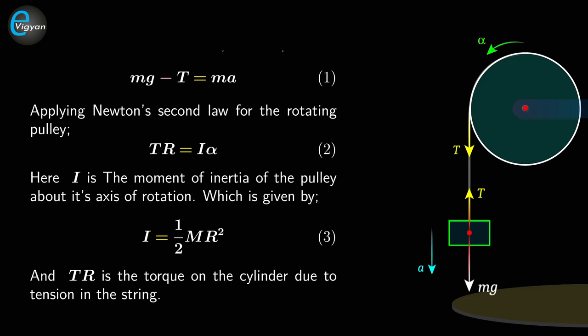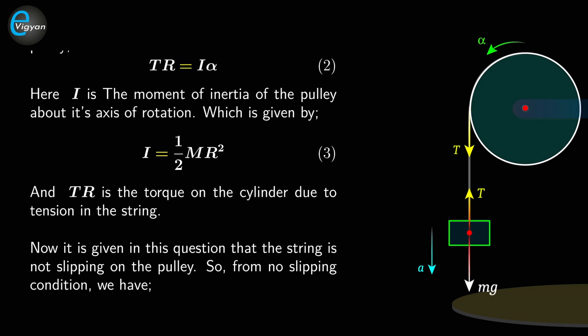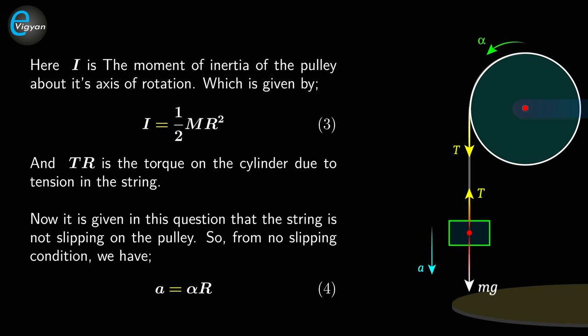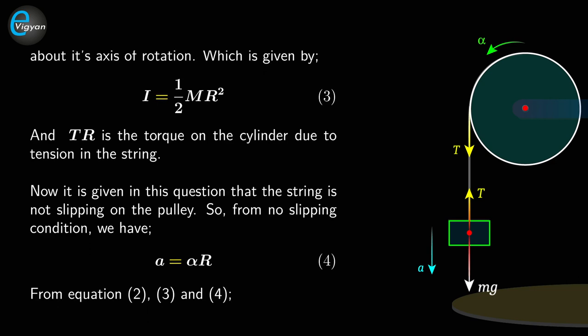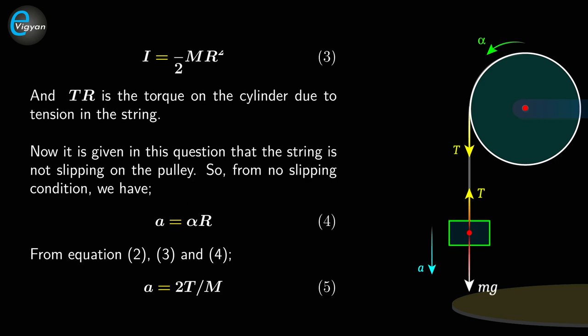And Tr is the torque on the cylinder due to tension in the string. Now it is given in this question that the string is not slipping on the pulley. So from the no slipping condition, we have A equal to alpha r. Let's say this is equation number 4. If you solve equations 2, 3 and 4 simultaneously, then from these equations you will get A equal to 2T upon M. Let's say this is equation number 5.